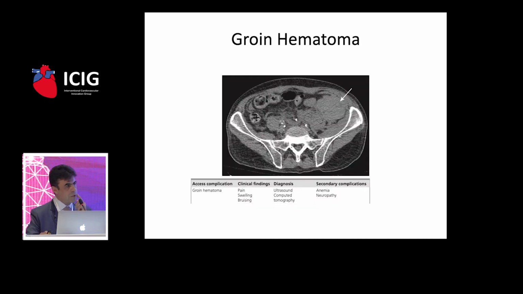The first one, and probably the simplest one, is a groin hematoma. This can be a very simple hematoma, which just needs a bit more compression, some ecchymosis, or it can be active bleeding that has bled externally and internally. Bleeding is a significant complication.